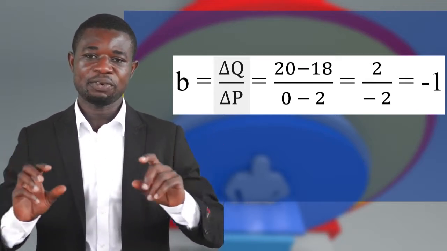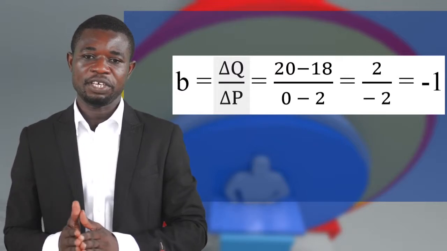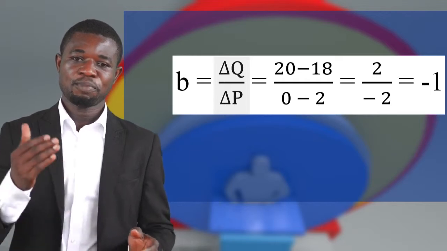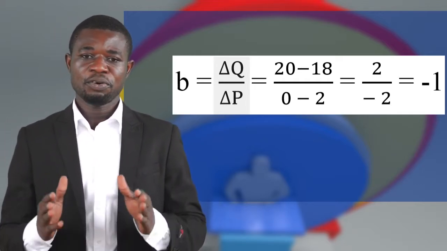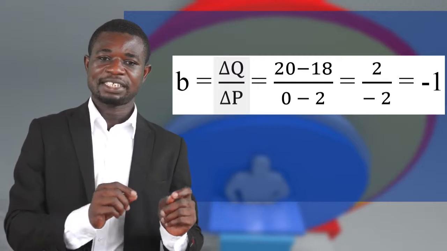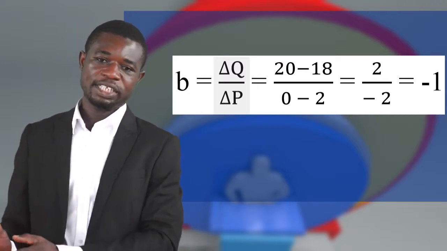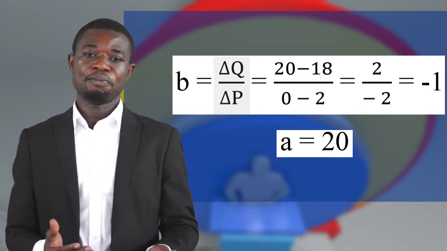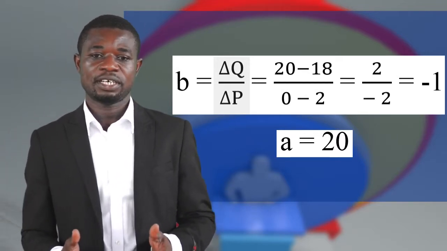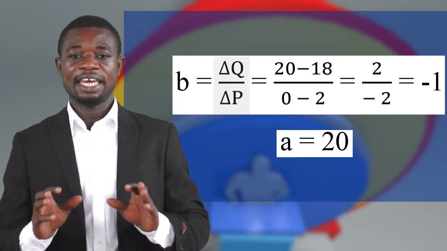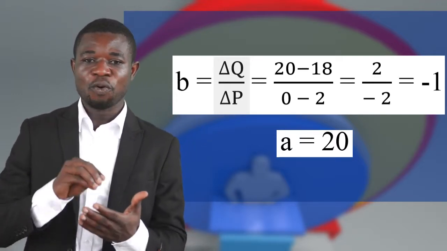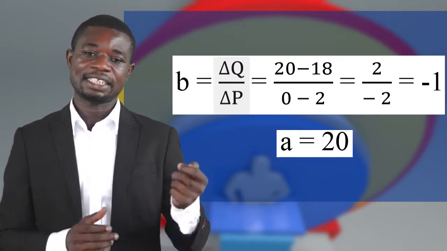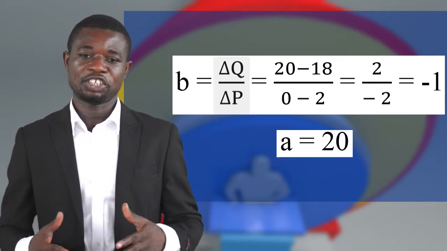So from the demand equation that we displayed, we know the value for B. We now proceed on to look for the value of A. From the demand schedule, you will realize that at price 0, the quantity demanded was 20. So automatically, the value of our A is 20. Remember how we defined the A, where we said that A talks about the quantity demanded when the price is 0. So we can easily ascertain that from the demand schedule.